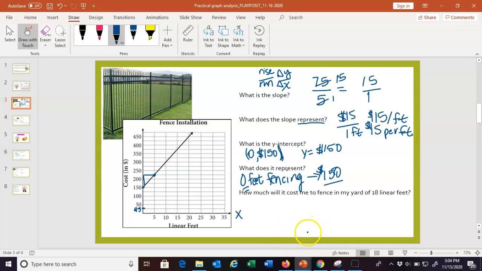All right, our last question says, how much will it cost me to fence in my yard of 18 linear feet? So this is when it can be helpful, right? You're like, okay, I need 18 feet. How much is it going to cost me? So we're going to go along the x-axis to about 18. It's probably about there. And then go up to the graph. It's about right there. Because this is not exact, we're going to say about how much money. We'll go over to the y-axis. Well, that's a nice little spot. About $425. So it's going to be a good estimation tool for you as a consumer if you're looking at having some fence installed.